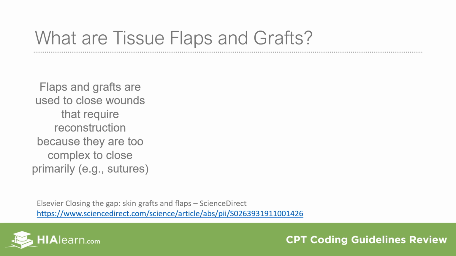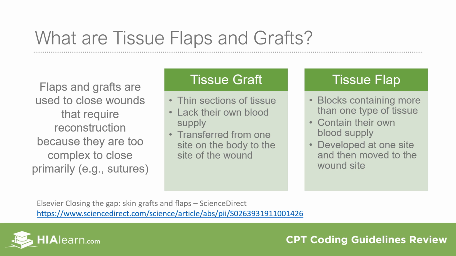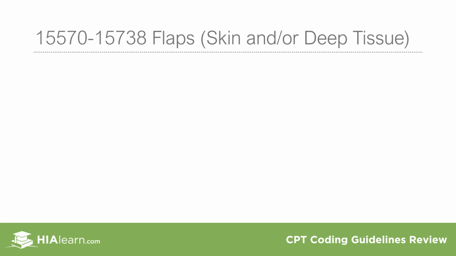Both grafts and flaps require the movement of tissue from one side of the body to the site of the wound. Grafts are thin sections of tissue that are cut free from the donor site and do not have their own blood supply. Flaps are blocks of tissue that include a blood supply. These may be developed and moved to the wound with blood flow retained from the donor site, or they may be dissected free of the donor site, which requires anastomosis of blood vessels at the recipient site. If you'd like more detailed information about flaps and grafts, the reference shown here is a good option for an expanded overview of these procedures.